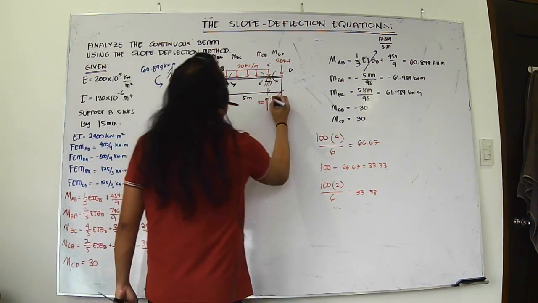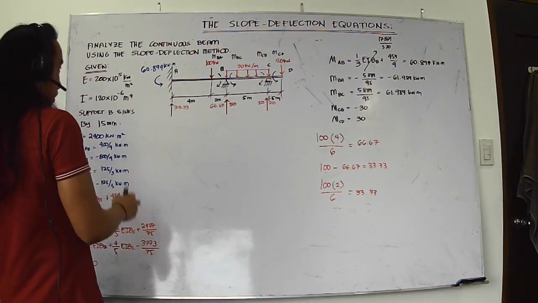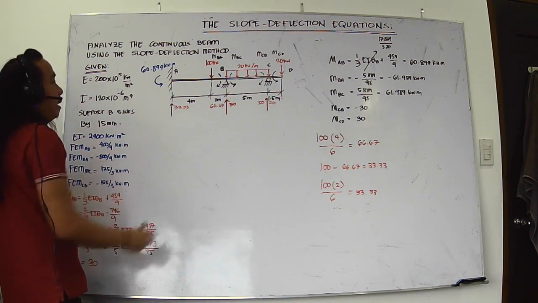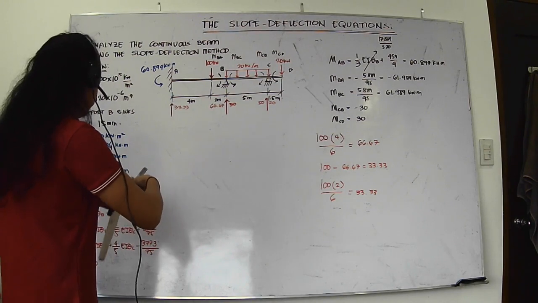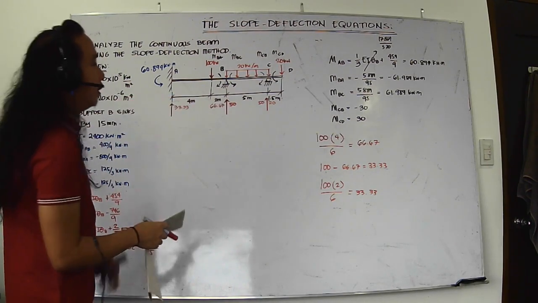So, 20 as well. We finish with the simple beam reactions. Those are the simple beam reactions. Now we deal with the moments. How do we deal with the moment? We have those moments over there.